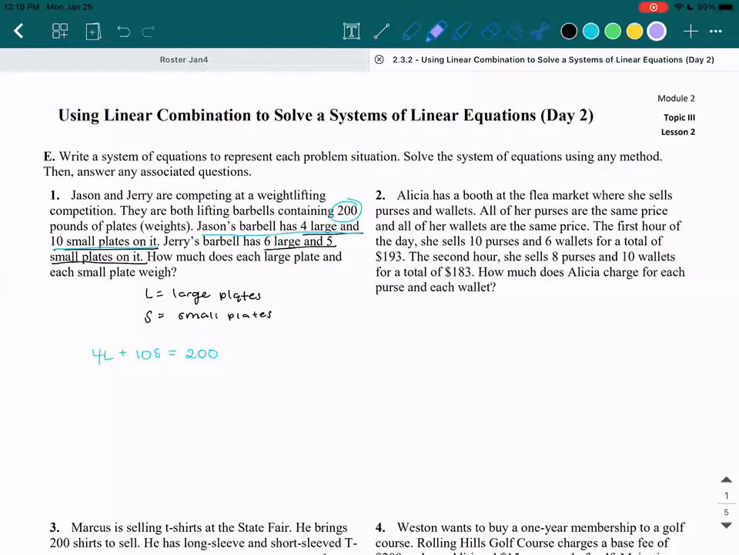Let's do the same thing for Jerry. So Jerry's barbell has 6 large and 5 small. So 6 large, 5 small is equal to, how much does his weigh? Also 200.